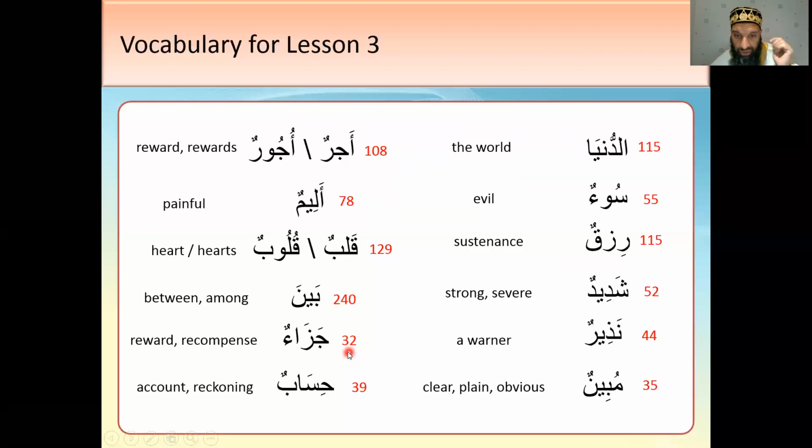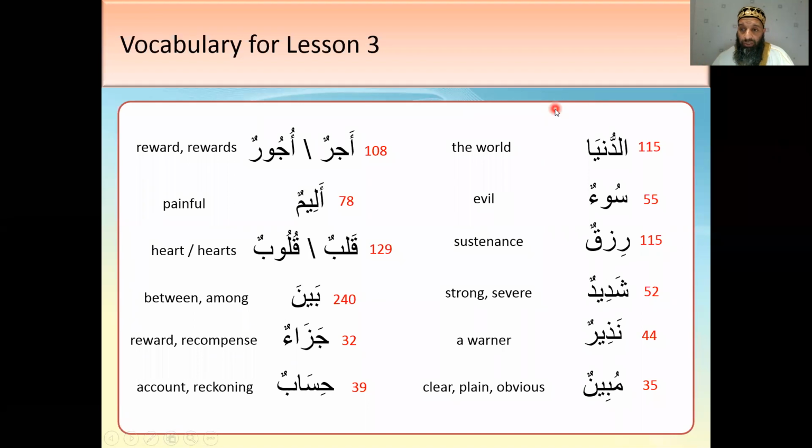Jaza'un, jazakallah khair. Jaza, reward. Hisabun, account. Hisab, it's an Urdu word as well. Even jaza, I think, is an Urdu word. Hisab, reckoning. You're doing hisab kitab. What you're doing accounting. Right? So take hisab of yourself, take account of yourself, that sort of thing. Hisab 39 times.